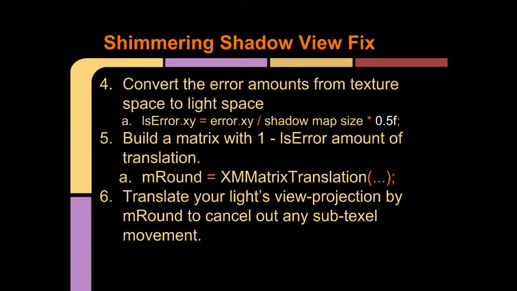Once we have found the amount of error, we will need to convert it back to our light's view projection space before we can apply changes based on it. After that, we can either translate negative the error amount or translate 1 minus the error amount to limit our movement to whole texels.